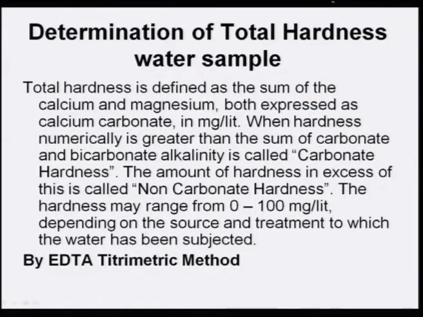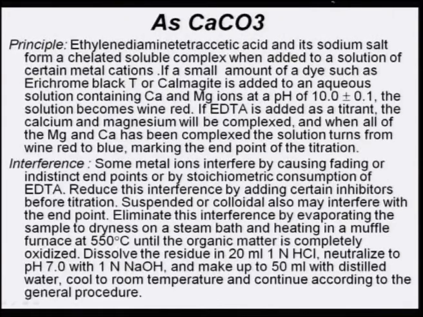Total hardness is defined as the sum of the calcium and magnesium, both expressed as calcium carbonate in milligram per liter. When hardness numerically is greater than the sum of carbonates and bicarbonates alkalinity, it is called carbonate hardness. The amount of hardness in excess is called non-carbonate hardness. The hardness may range from 0 to 100 milligram per liter depending on the source and treatment to which the water has been subjected. It can also be determined by the EDTA titrimetric method.